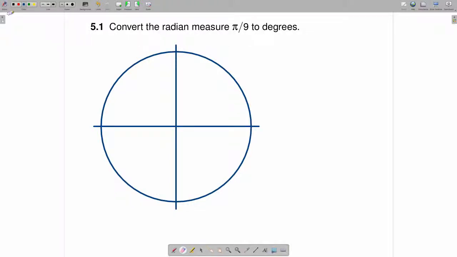Convert the radian measure pi over 9 to degrees. Well, I have drawn here a unit circle, and that is to say the radius of this circle is equal to 1, which means that this point right here is the point (1, 0).